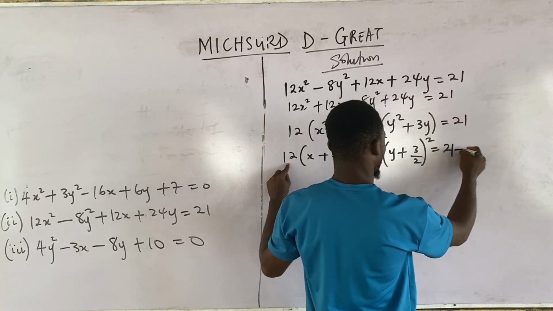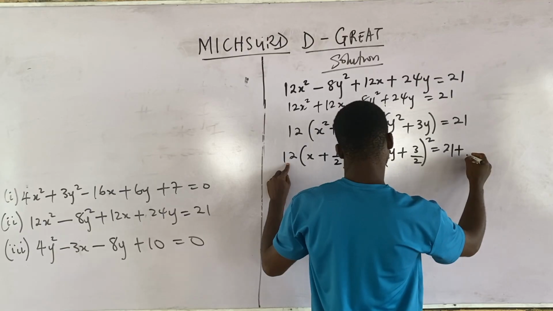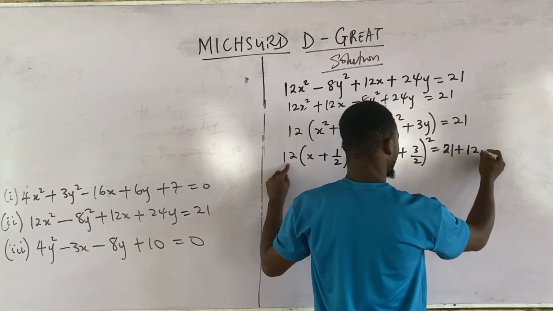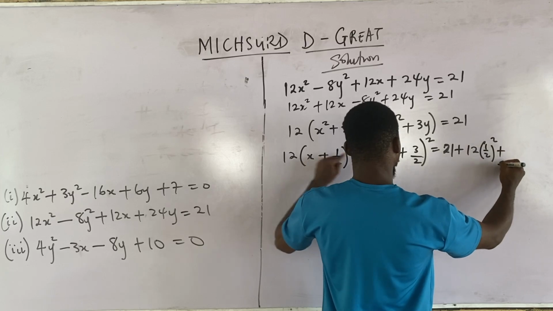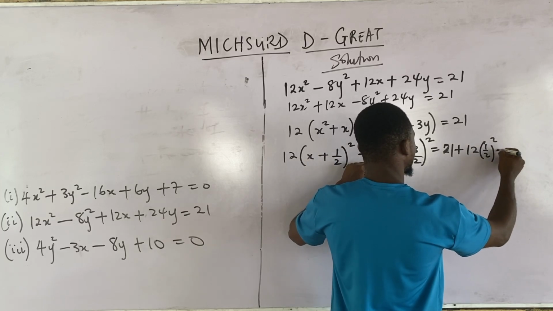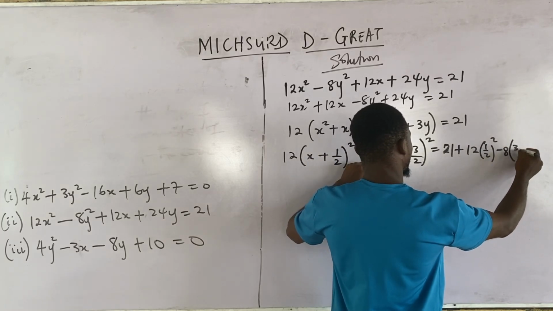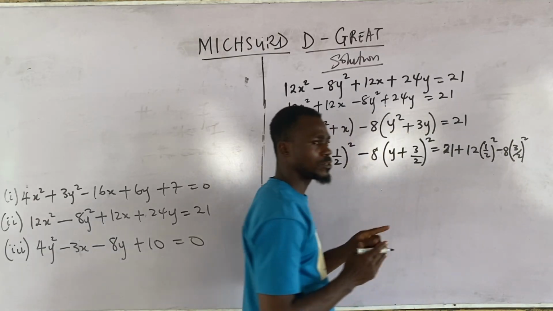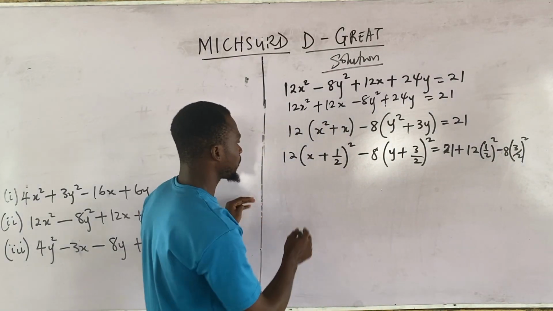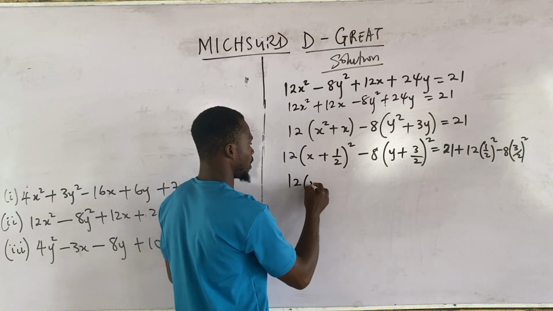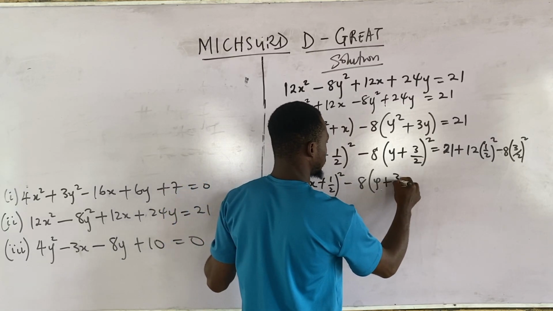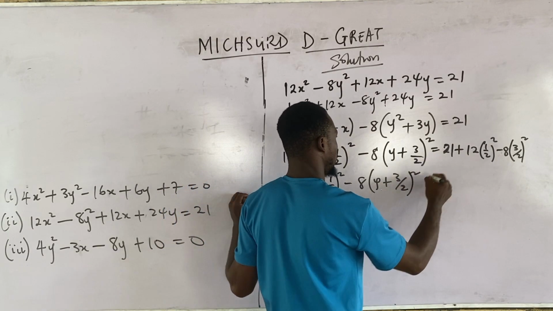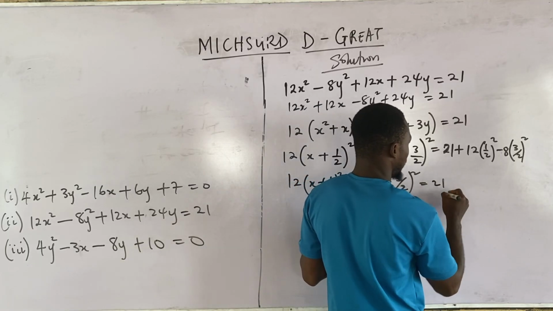Now on this side, I'll pick the 12 here. So we have 12. Then square 1 over 2. Then pick the minus 8. And square 3 over 2. So this is how we do it. Now, this is 12 times x plus 1 over 2 squared minus 8 times y plus 3 over 2 squared equal to 21.